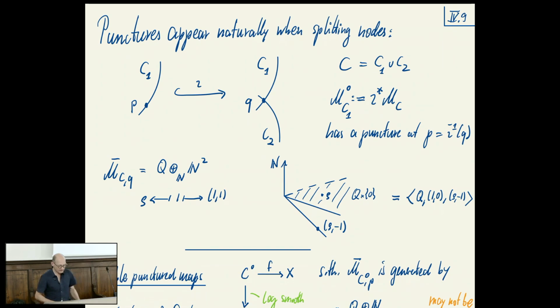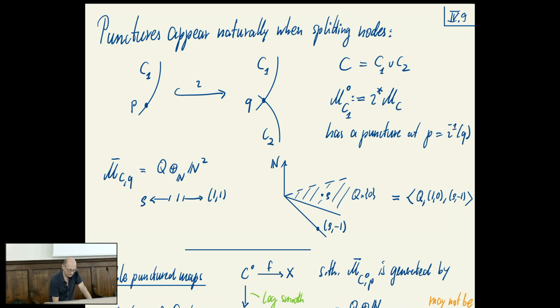So punctures appear naturally when you split nodes. This is what we did in the gluing formalism. So you start with a stable log curve, a log smooth curve. You have a node q, and you just take one irreducible component, some component that intersects this node only in one branch. Okay, and then you take the punctured log structure on C_1 to be just the induced log structure that you get from C. And that has a puncture at this point.